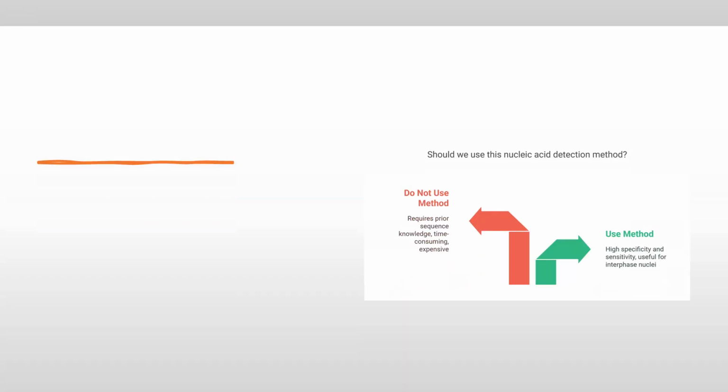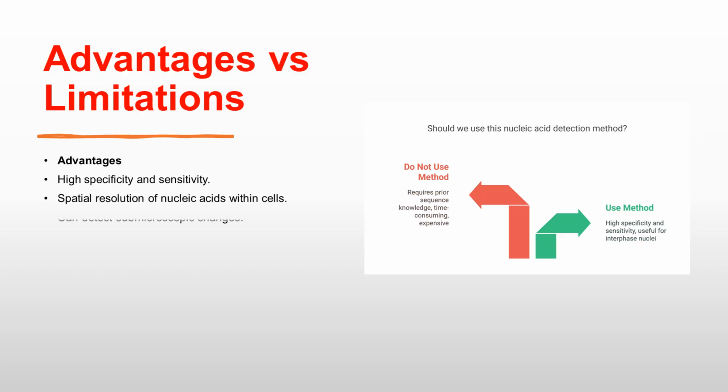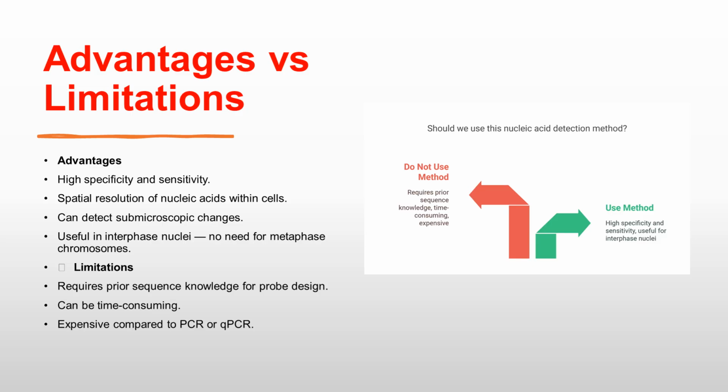Advantages versus limitations. Advantages: high specificity and sensitivity. Spatial resolution of nucleic acids within cells. Can detect submicroscopic changes. Useful in interphase nuclei, with no need for metaphase. Limitations: requires prior sequence knowledge for probe design. Can be time-consuming. Expensive compared to PCR or qPCR. Lower throughput compared to NGS.